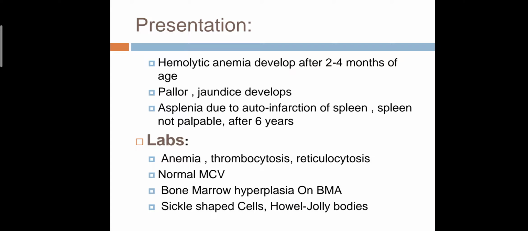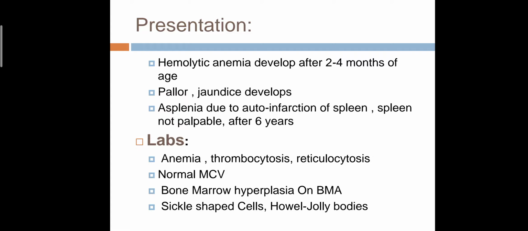Next, presentation or clinical symptoms. Hemolytic anemia develops after 2 to 4 months of age, and the baby will have pallor and jaundice, and asplenia due to autoinfarction of the spleen. The spleen is not palpable after 6 years.